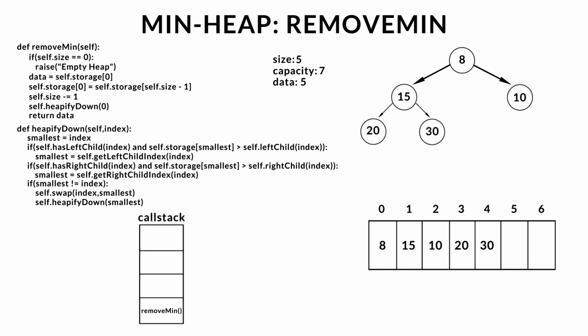We then get returned to the RemoveMin method and continue where we left off. So all we have to do is go ahead and return the data. And now, since our RemoveMin method has also finished executing, we could pop this off the stack as well.